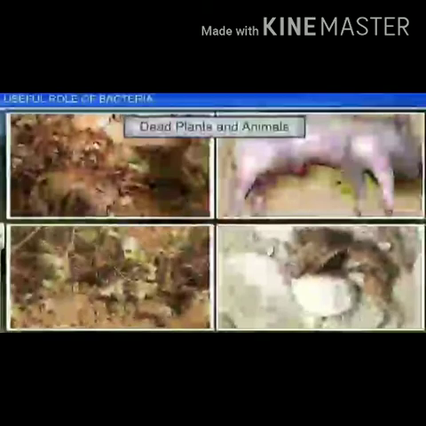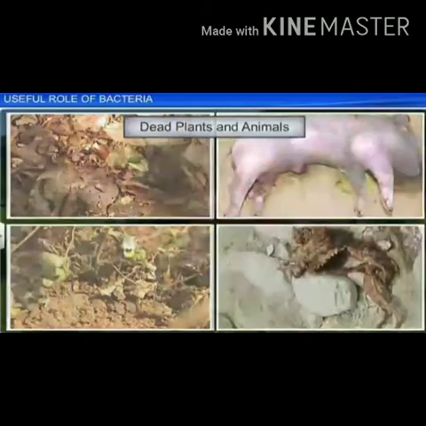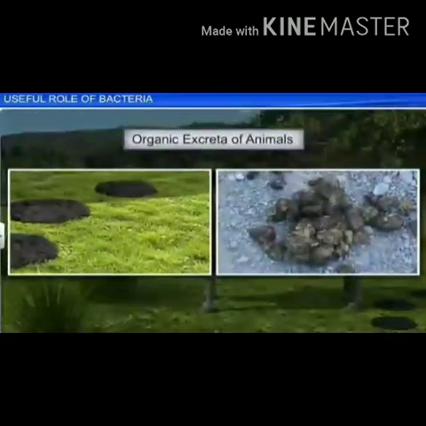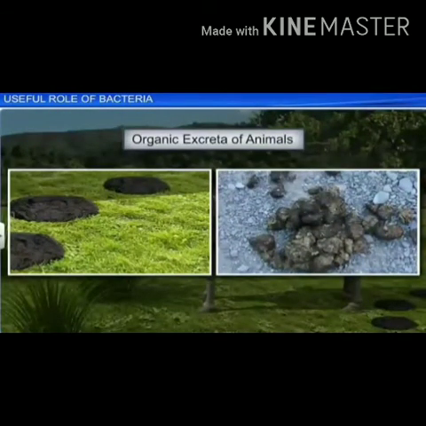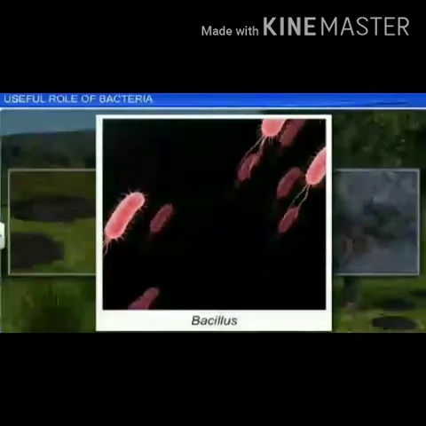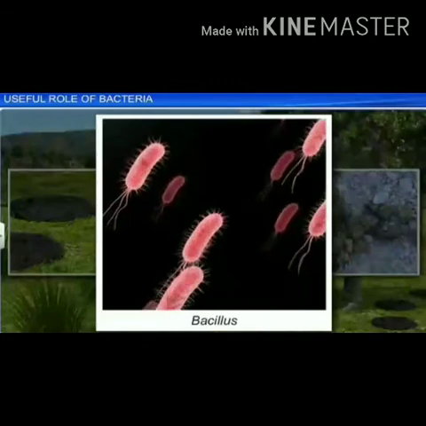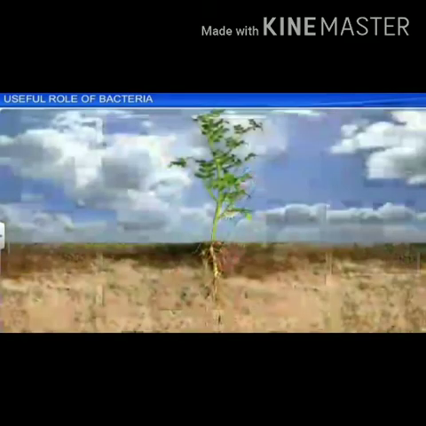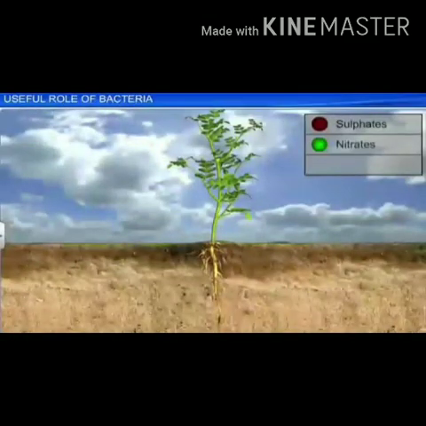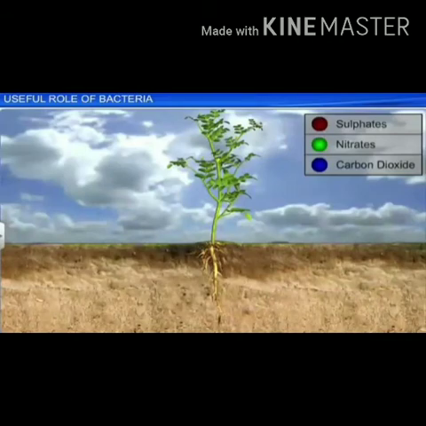Every minute, thousands of plants and animals die. Moreover, all living organisms eliminate organic excreta at regular intervals. It is only with the help of bacteria that the dead bodies and the excreta are broken down into simpler chemical compounds like sulfates, nitrates and carbon dioxide, which are then used by plants for growth.